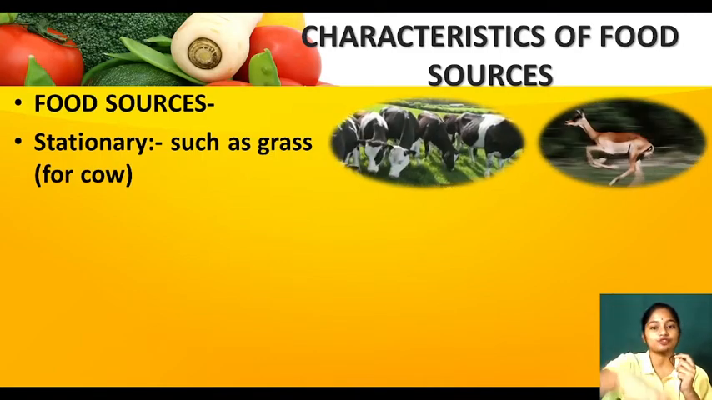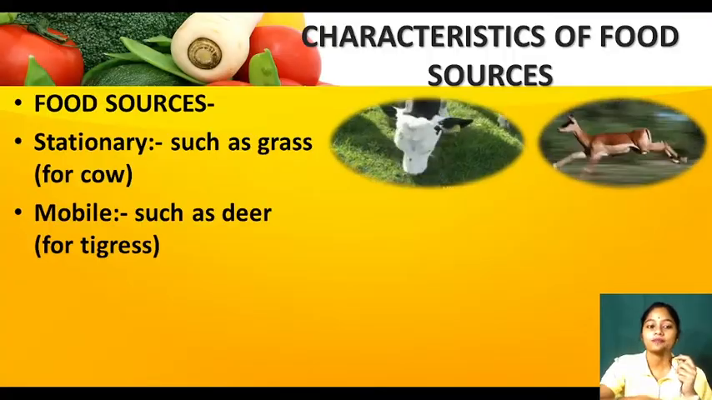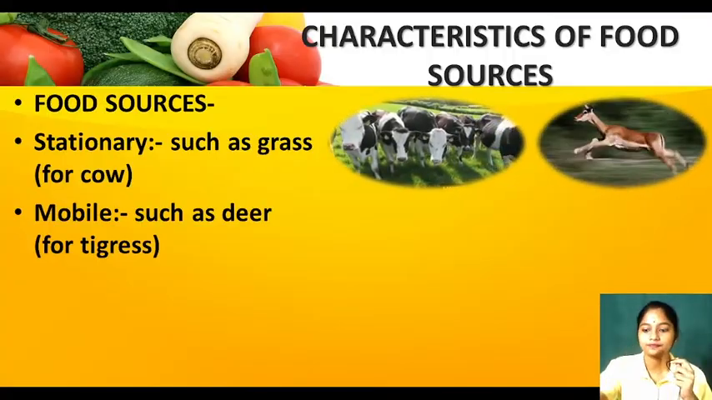Food resources can be stationary, such as grass, which will not move. The cow will come to the grass. But mobile ones are such as the deer. The deer is moving, so the tigress will hunt it. Clear?